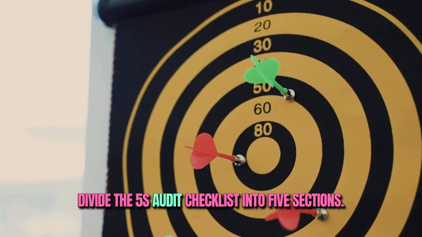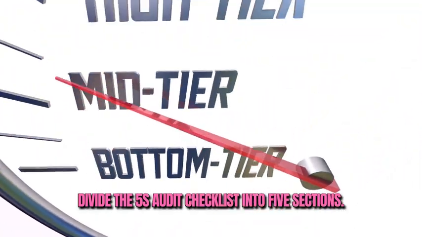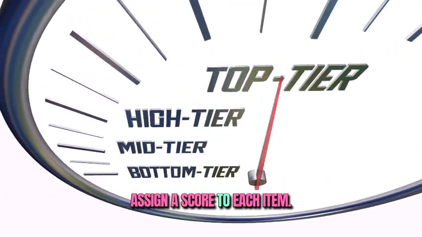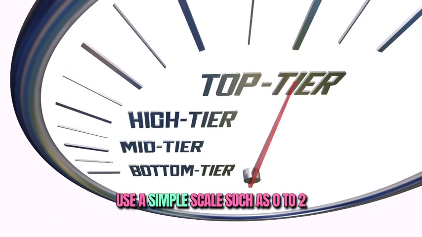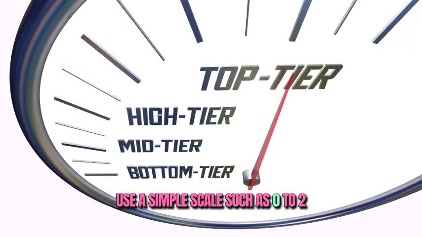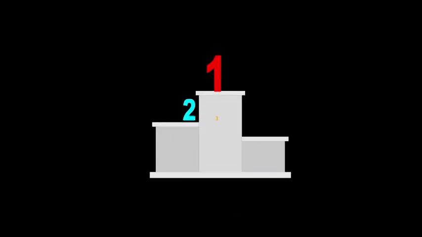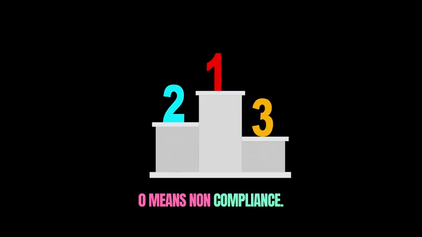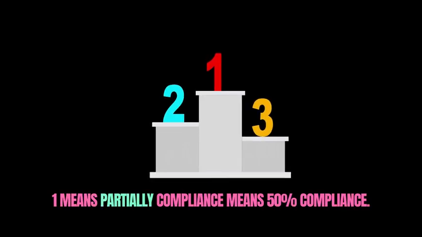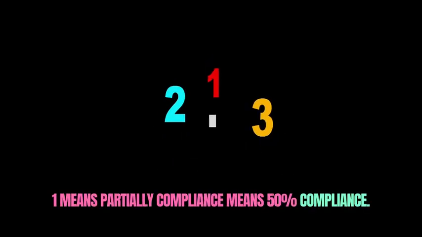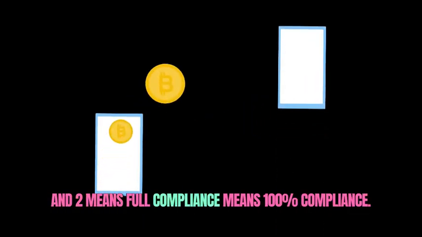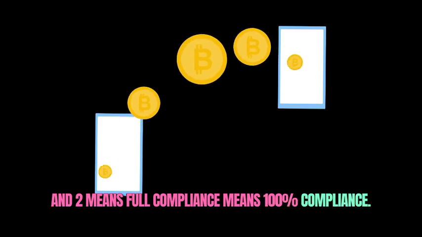Now, what is the 5S audit process scoring system? Divide the 5S audit checklist into 5 sections. Assign a score to each item. Use a simple scale such as 0 to 2 for each step of the 5S process. 0 means non-compliance, 1 means partial compliance, or 50% compliance, and 2 means full compliance, or 100% compliance.